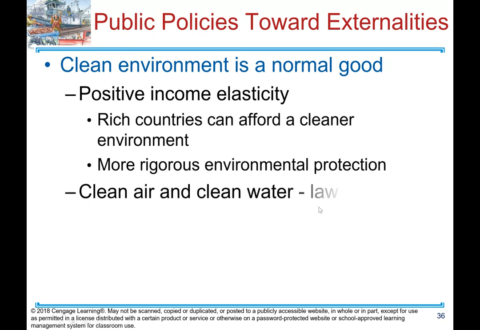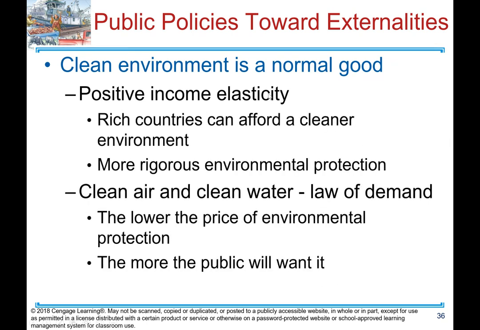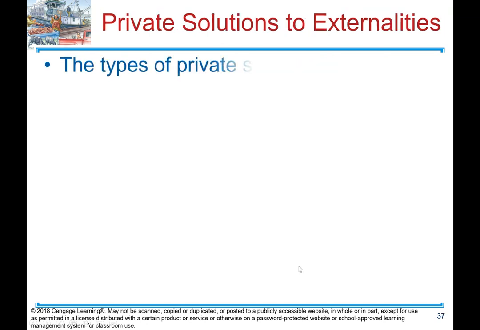A clean environment is a normal good, with positive income elasticity. Rich countries can afford a cleaner environment, with more rigorous environmental protection, clean air and clean water. The law of demand is at work here: the lower the price of environmental protection, the more the public will want it.